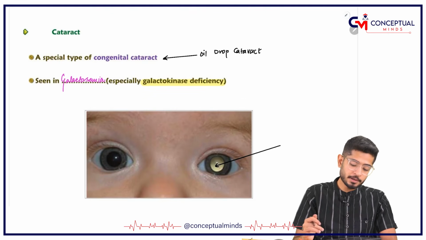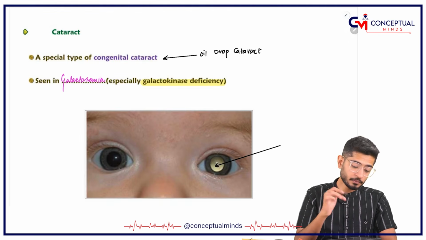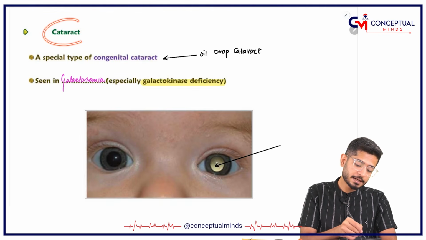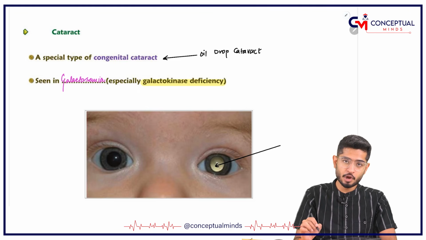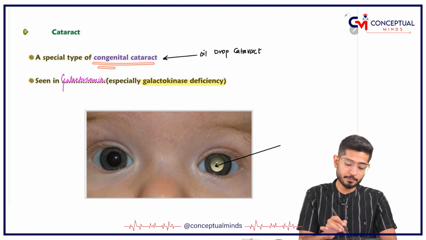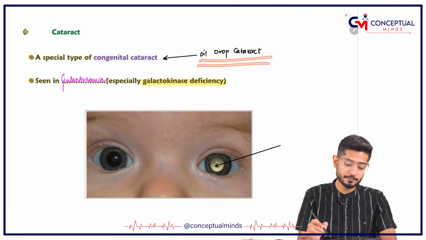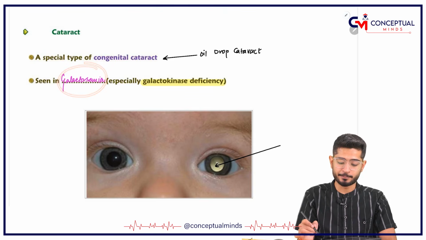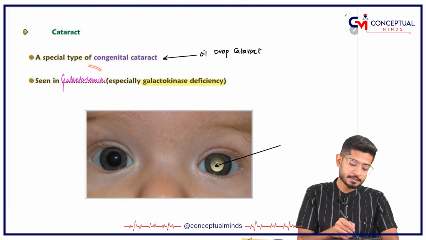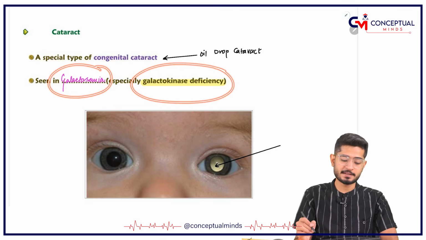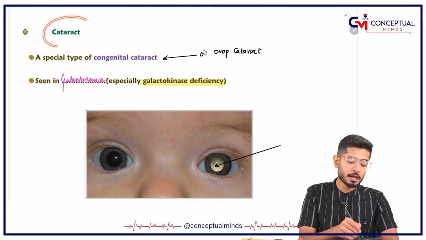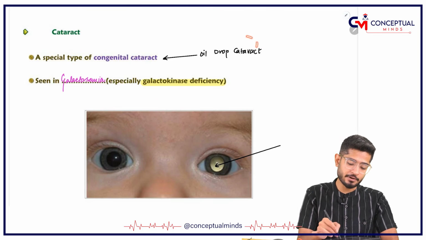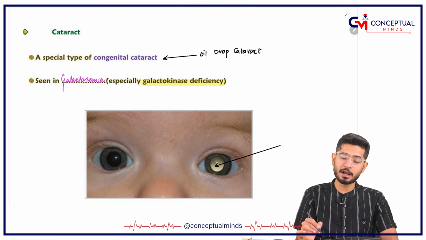Okay. Coming on to congenital cataract. Understand that congenitally some cataracts can be there. For example, a special type of congenital cataract called oil drop cataract is seen in galactosemia. Galactosemia here is the galactokinase deficiency. So remember, a specialized type of congenital cataract called oil droplet cataract is seen in galactosemia, especially in galactokinase deficiency.